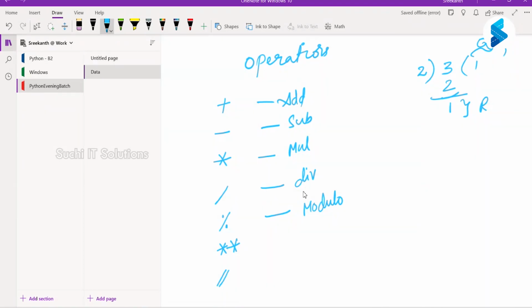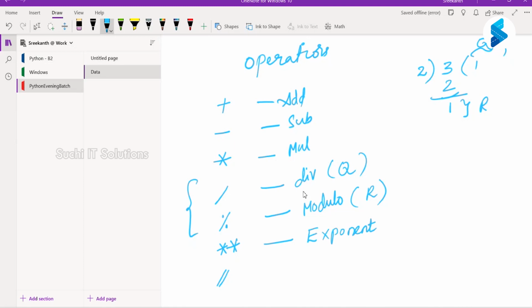Whenever you divide a value, there are two things that we would be interested in. What is my quotient and what is my remainder? If I am using slash, what you get is a quotient. And if you use a modulo, what you get is a remainder. They both are products of a division, whereas slash gives you the quotient, percentage gives you the remainder. Are we clear about it? And double star is basically called exponent.